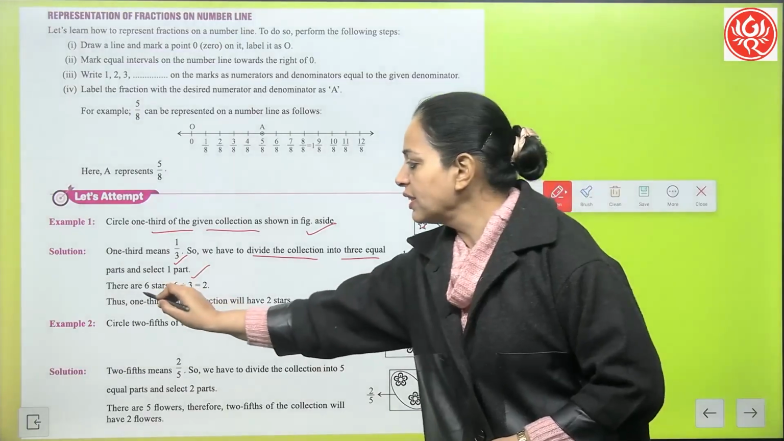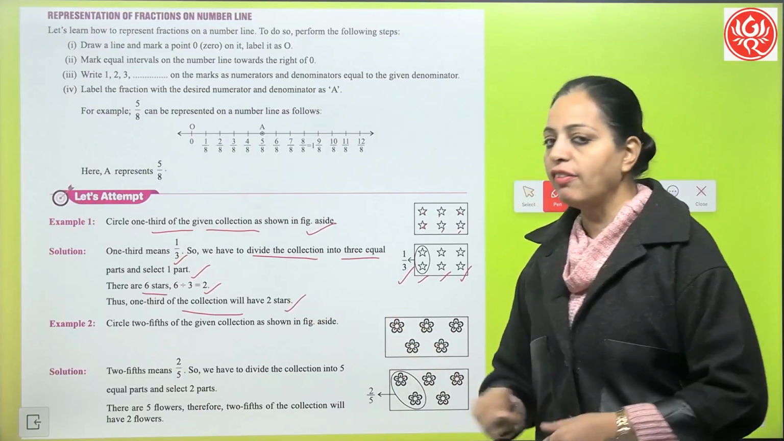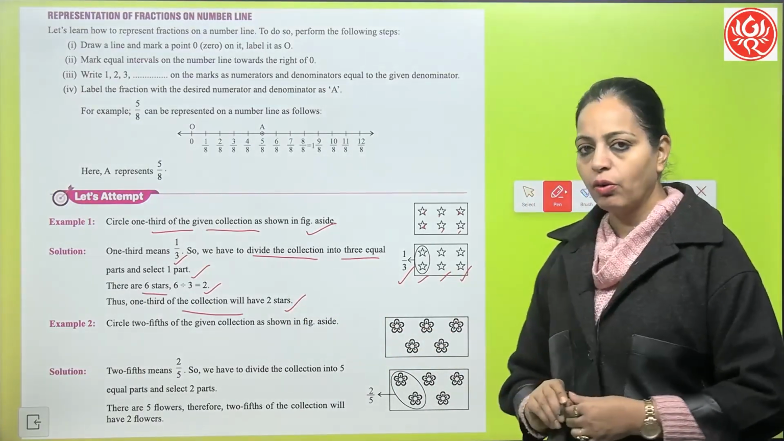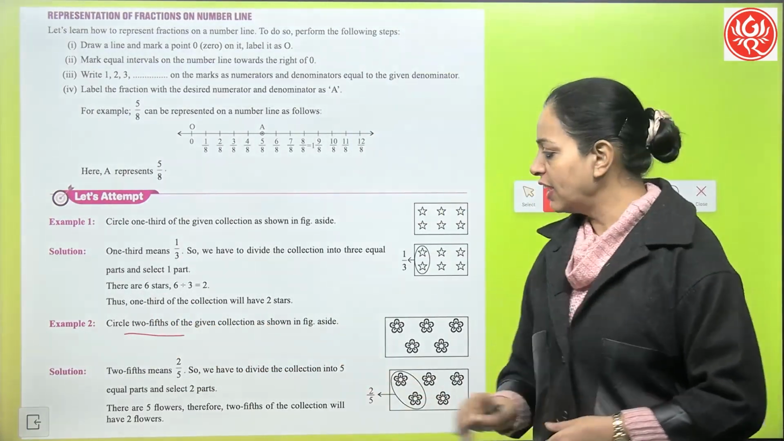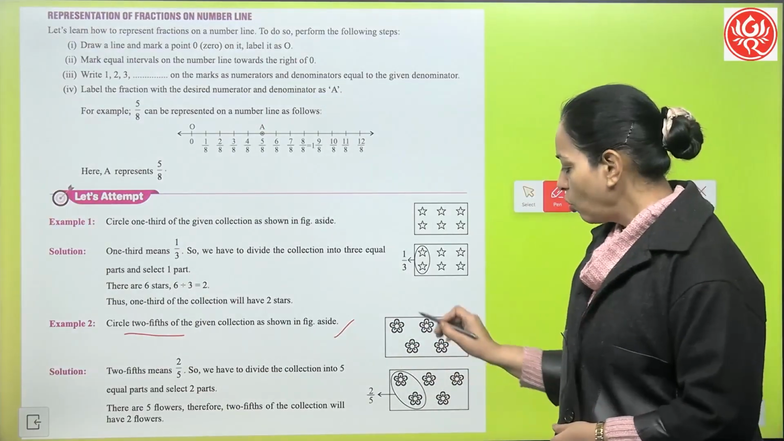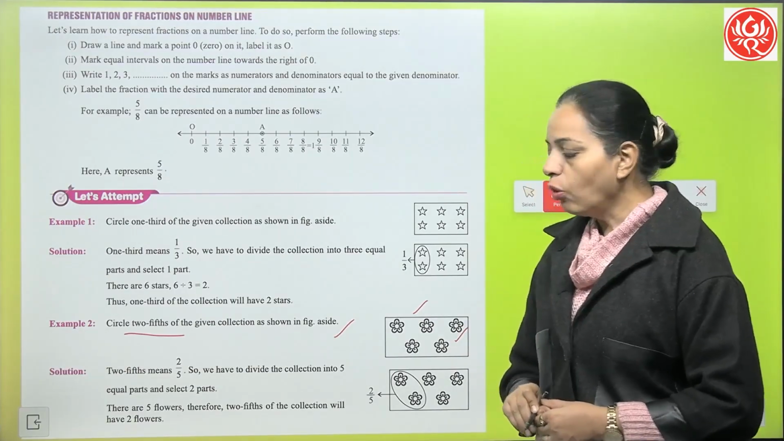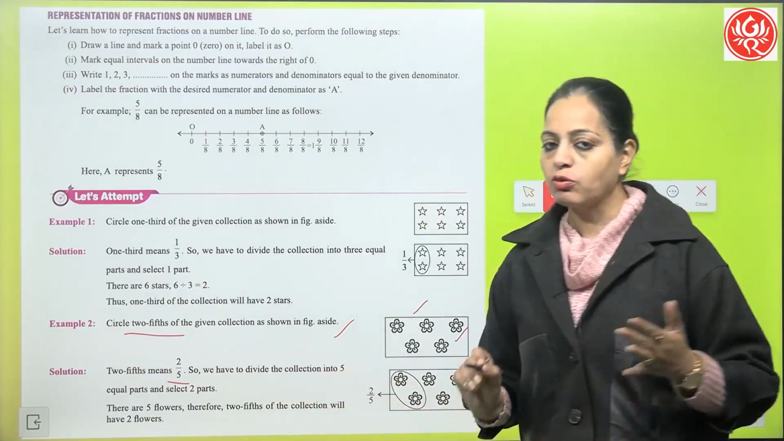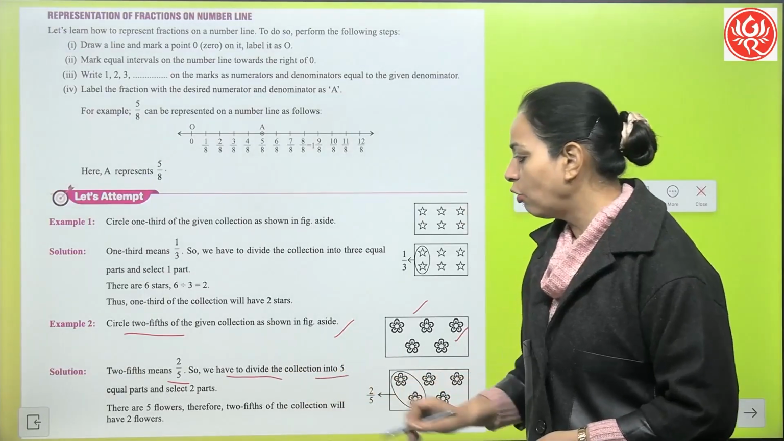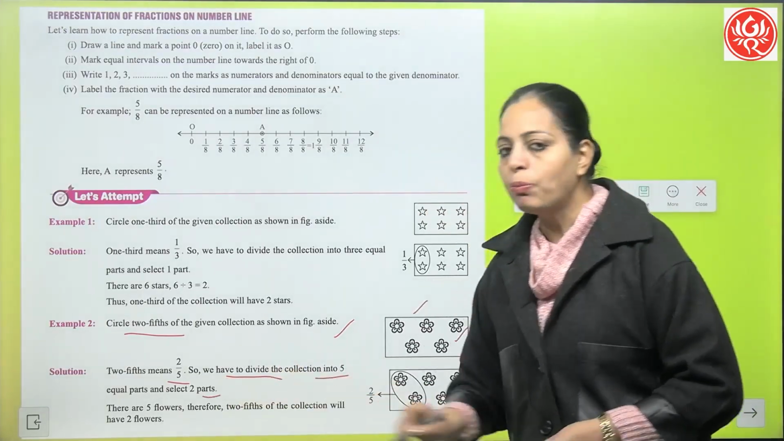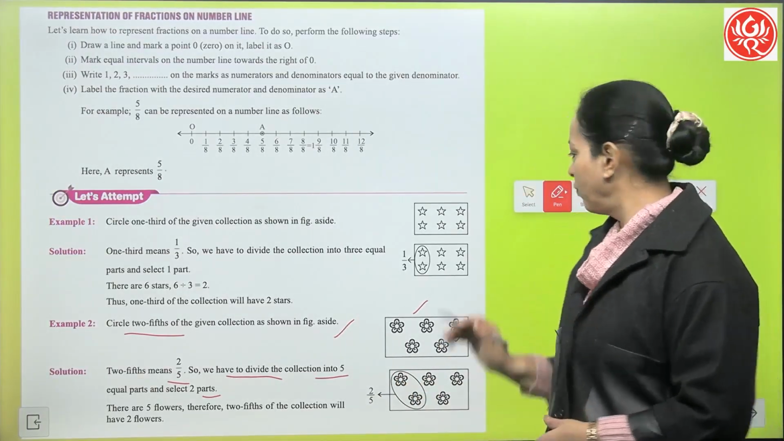So here there are 6 stars. So 6 divided by 3 means 2. So 1/3 of the collection will have 2 stars, right? Okay. Now example 2. Circle 2/5 of the given collection as shown in this figure. So here we have 1, 2, 3, 4, 5 flowers, right? So 2/5 means out of 5 we have to take 2, so we divide the collection into 5 equal parts and select 2 parts, means take 2 flowers. So this is 2 upon 5, right?